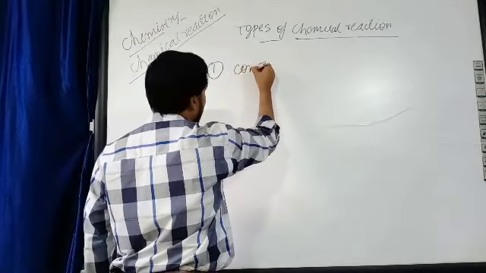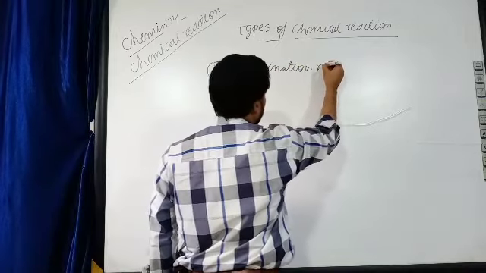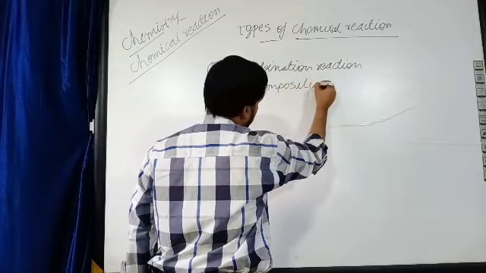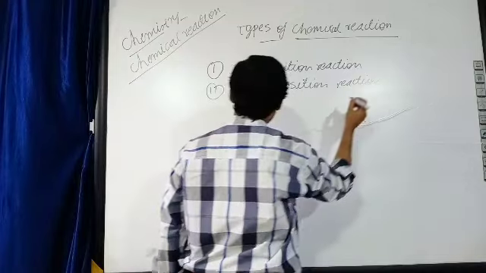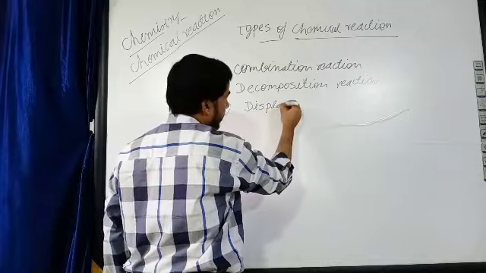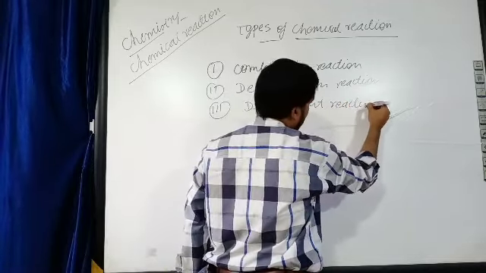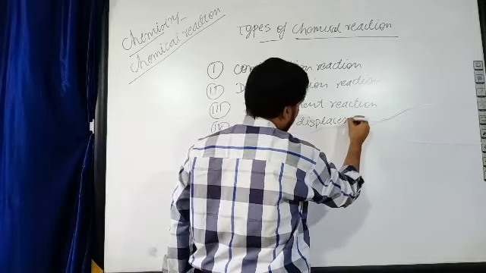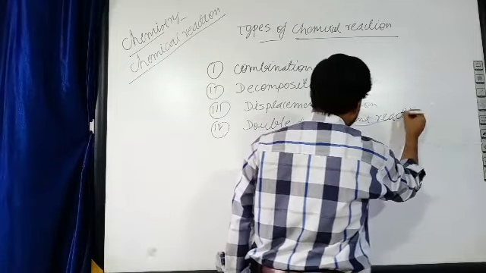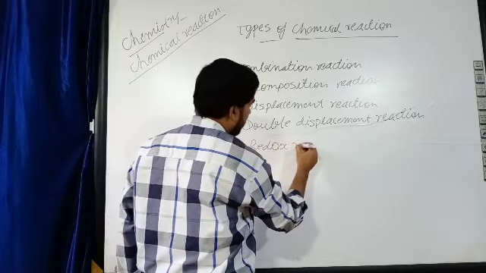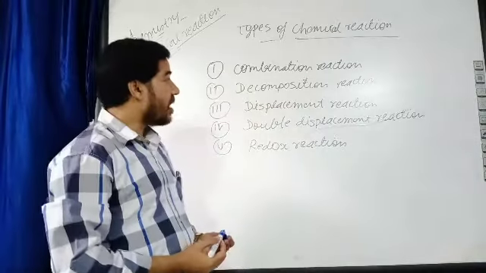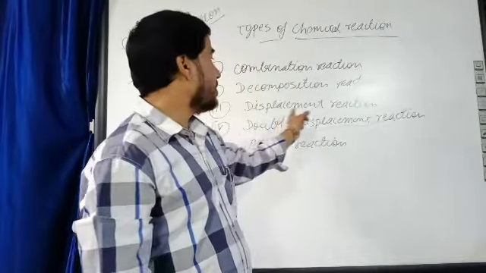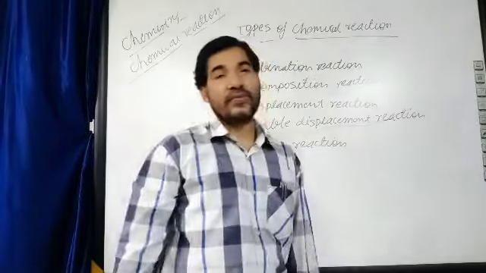Number 1, combination reaction. Second, decomposition reaction. Third is displacement reaction. Fourth is double displacement reaction, and fifth is redox reaction. So we are seeing there are 5 types of chemical reaction, in which first is combination reaction, second is decomposition reaction, third is displacement reaction, fourth is double displacement reaction, and fifth is redox reaction.